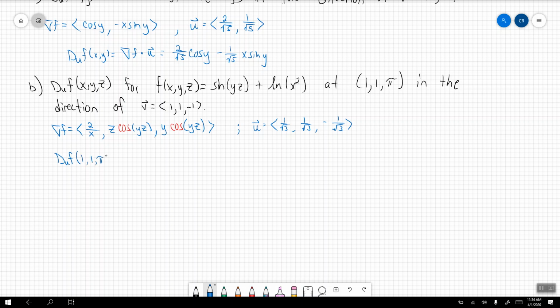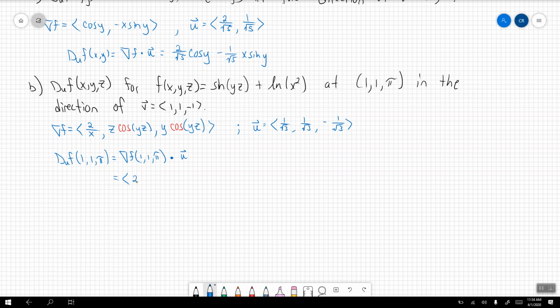1, 1, pi, which means we take the gradient evaluated at 1, 1, pi, and take the dot product of it with the unit vector. All right, so let's go through it. The gradient at 1, 1, pi.